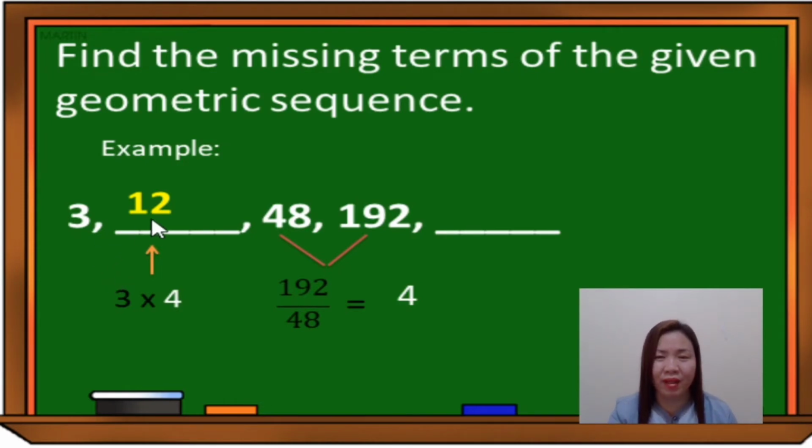So 3 times 4 is 12, and 12 times 4 is 48. So 48 multiplied by 4, the answer is 192. So 192 times 4, what will be the result? The result is 768. So the missing terms are 12 and 768. Just apply the process that we apply in this part to determine the missing term. Let's try another example.